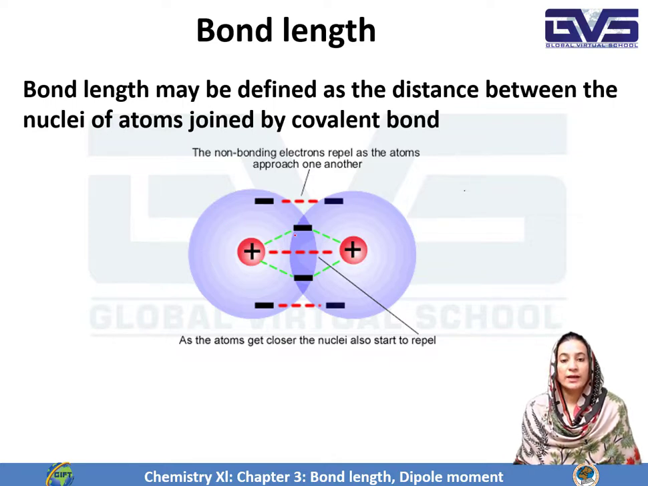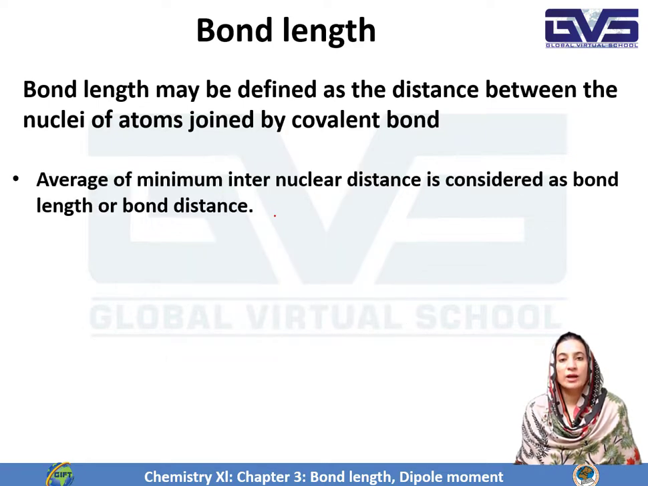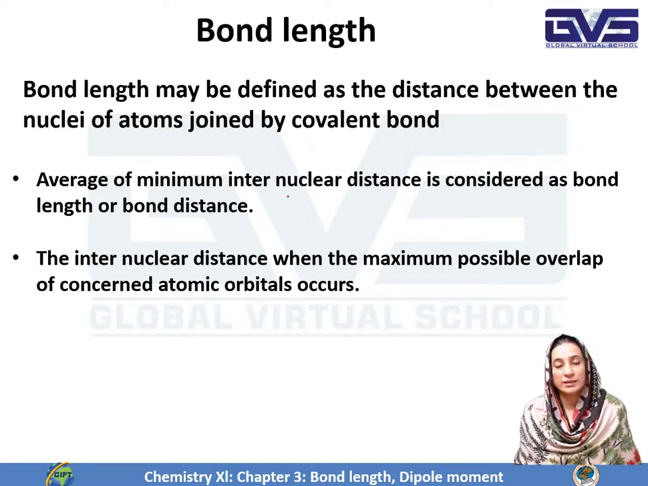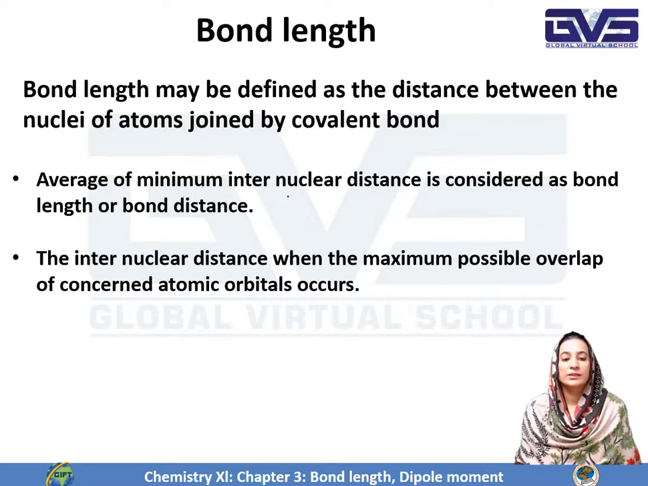As atoms are in a continuous state of vibrational motion, we sometimes call this the average or minimum average internuclear distance, and that is considered the bond length or bond distance. We can also say that the internuclear distance when the maximum possible overlapping of the concerned atomic orbitals occurs is called the bond length or bond distance.